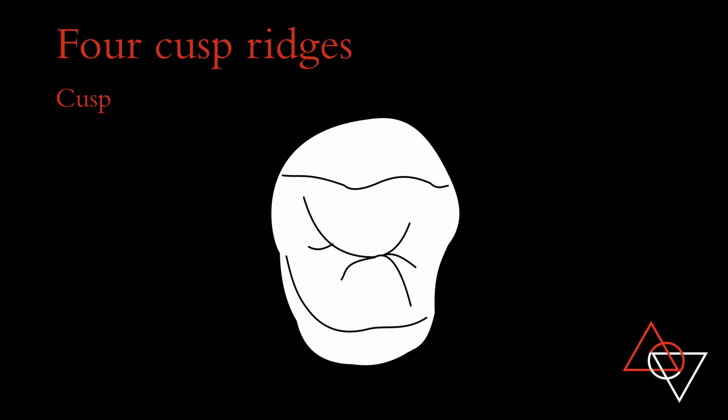As I said, if the cusp is here, then you will have 4 lines of the pyramid. This would be 1, 2, 3, 4 lines. These lines are usually referred to as ridges. So this would be an occlusal ridge of a cusp. This here, if this side was the mesial, would be the mesial ridge of the cusp. This here would be the distal ridge of the cusp, and this would be the occlusal ridge of a cusp.